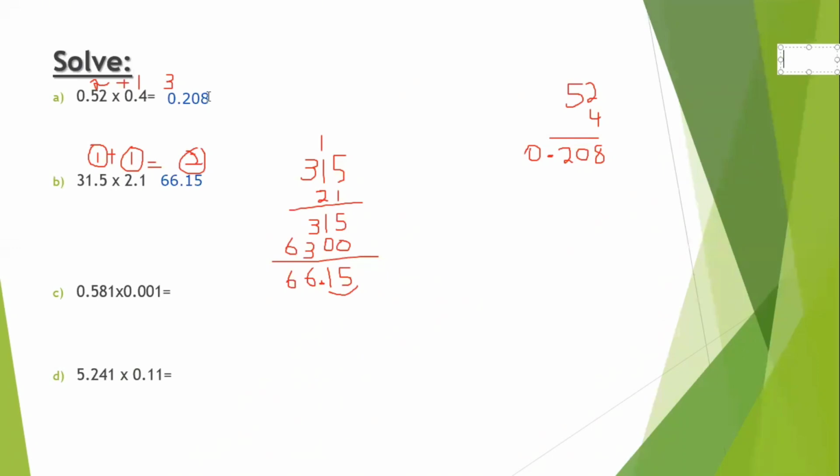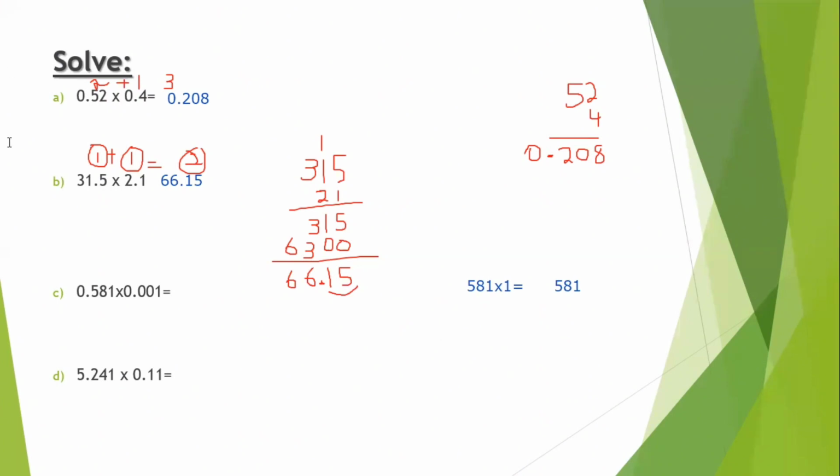Next, 0.581 times 0.001. First, ignore the decimal point. It will be 581 times 1. Any number multiplied by 1 equals the same number. So 581. Now let's return the decimal point.